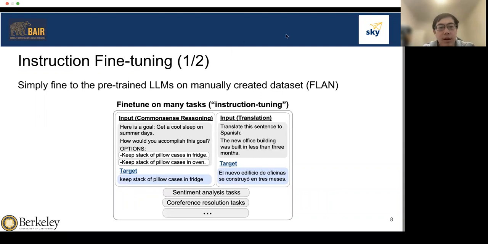This work consists of FLAN V1 and FLAN V2. The FLAN work is basically called instruction tuning. We have this example on common sense reasoning. We have the inputs, we have the targets, and then we do this across different tasks, trying to do supervised learning.